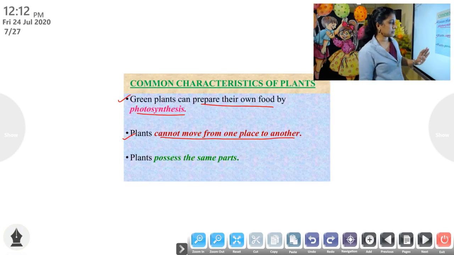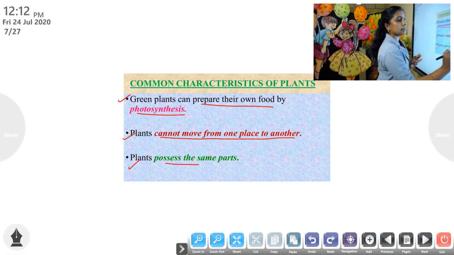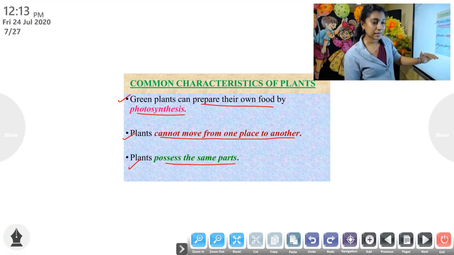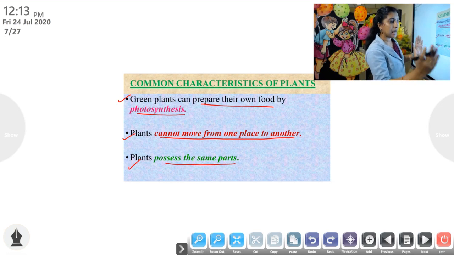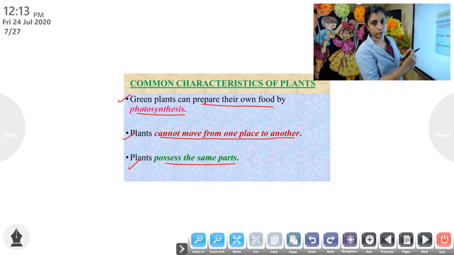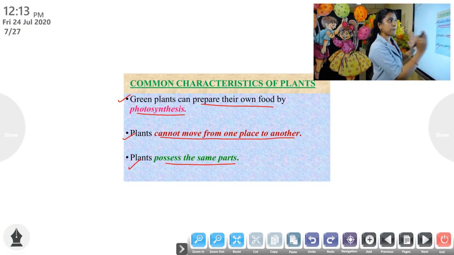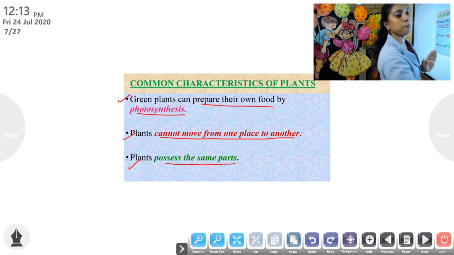Next, third characteristic: plants possess the same parts. What is the meaning of that sentence? Most of the plants have the same parts. Okay? So we learned 3 common characteristics of plants. Which are they? First one, green plants can prepare their own food by photosynthesis. Second, they cannot move from one place to another. And the last one, plants possess the same parts.